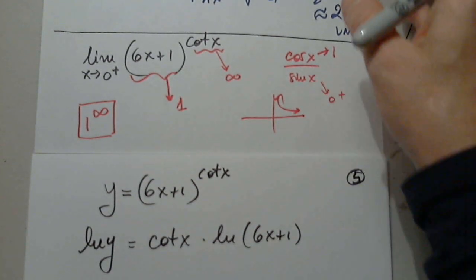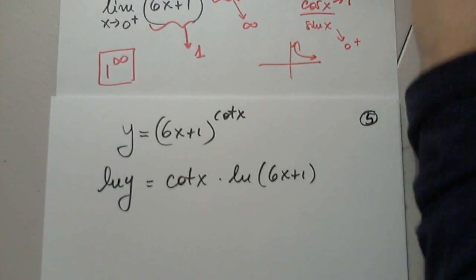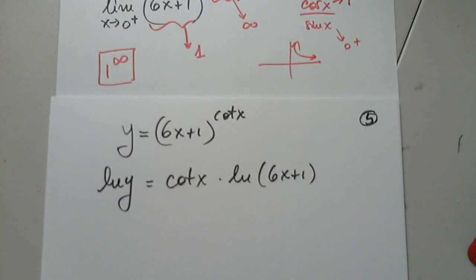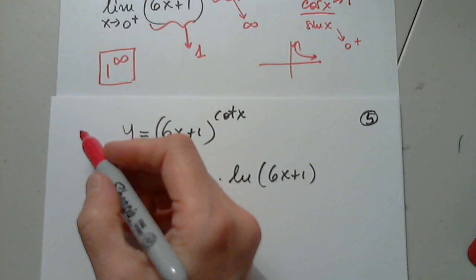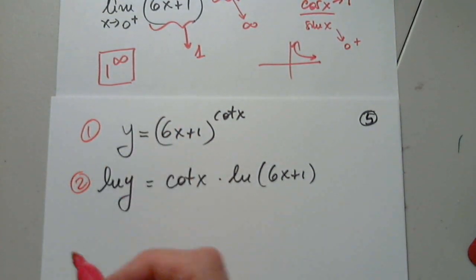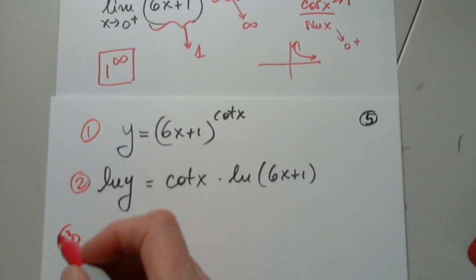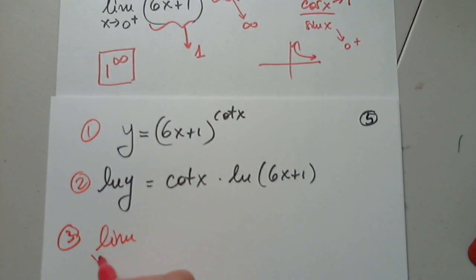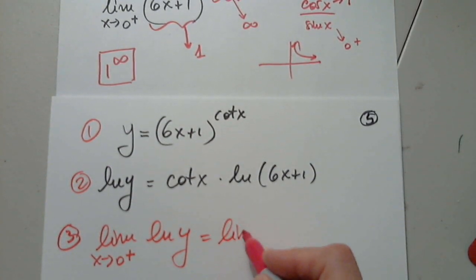Now we do what? I name the function, I apply the log to both sides of this equation. Then what do I do next? You bring cotangent x below that natural log. I cannot do that. I have to apply the limit next. So in step number 1, I name the function. In step number 2, I apply natural log. In step number 3, I apply the limit to both sides. Limit as x approaches 0 from the right of natural log y is the limit of this.